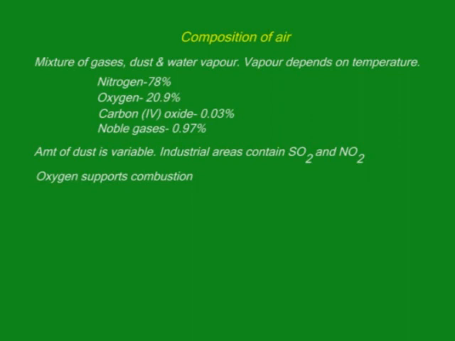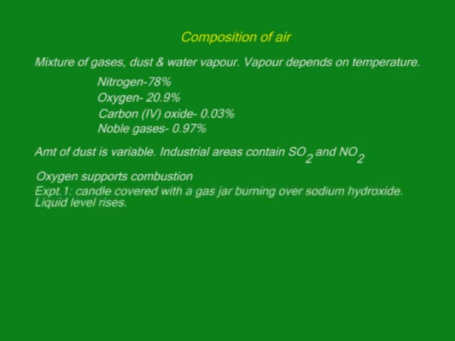Now, oxygen is the component of the atmospheric gases that supports combustion. For example, in an experiment, if a candle is covered with a gas jar and burns over a solution of sodium hydroxide or water, the candle goes off after some time and the level of the liquid in the jar rises. Now, this shows that the fraction of air in the jar that supports combustion has been used up.